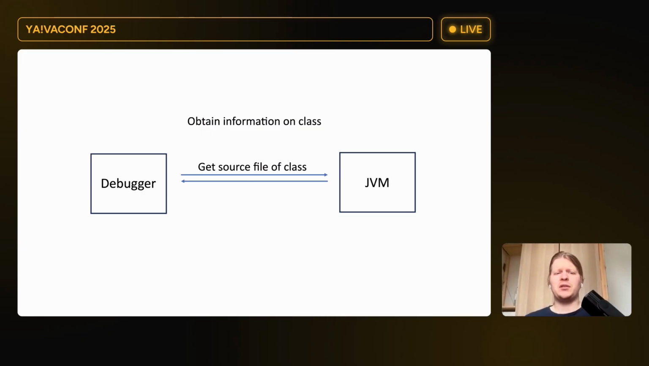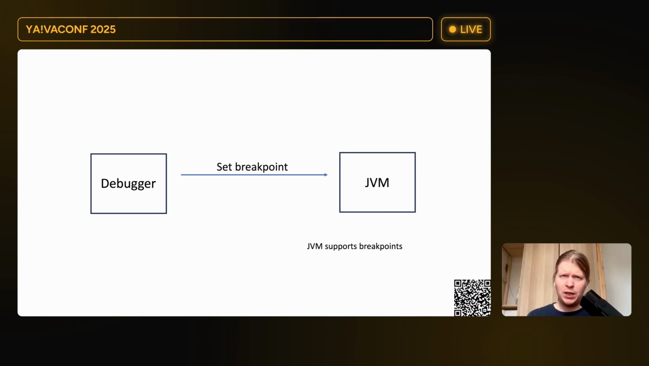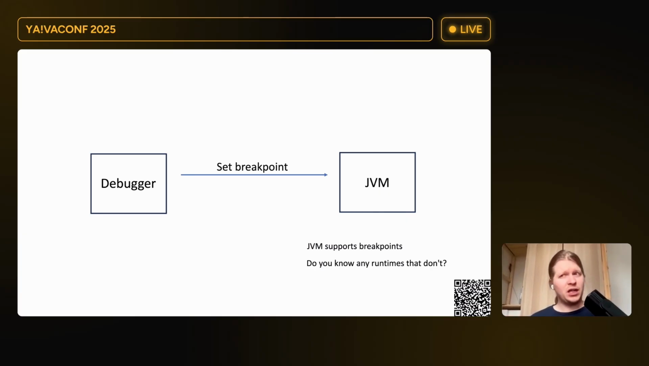That also means that you can technically debug JVMs where you don't have the source code. You sometimes do this in IntelliJ, when you jump into a JVM internal class and it just says, oh, I have this decompiled version. That's essentially how it goes. And the debugger asks many more questions that we don't want to list here. But then the debugger is like, hey, I set a breakpoint, and the JVM is cool, because the JVM supports breakpoints. And now, while I drink a bit, do you have any idea whether there are runtimes that don't?